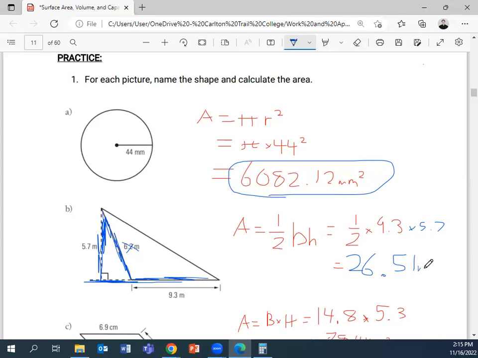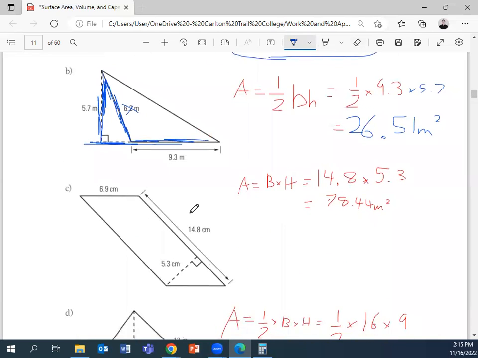Whoops. We all make mistakes. See? So 26.51 meters squared. For number C, same thing.